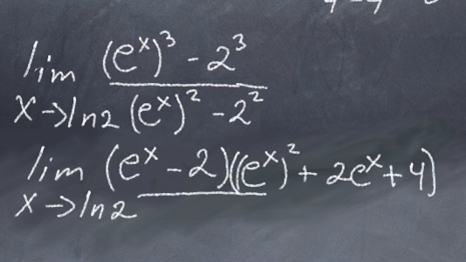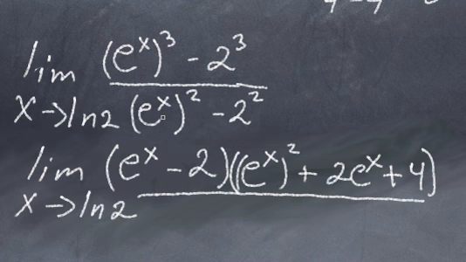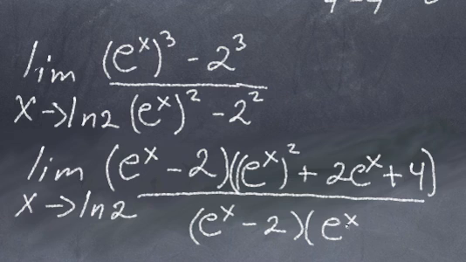Okay. And that's all over. And I'm going to go ahead and factor this bottom part. So this is e to the x minus 2 times e to the x plus 2. Alright, now we can find some stuff in the top that maybe looks like something in the bottom. Well, we have e to the x minus 2 and an e to the x minus 2, so we can cancel those out.